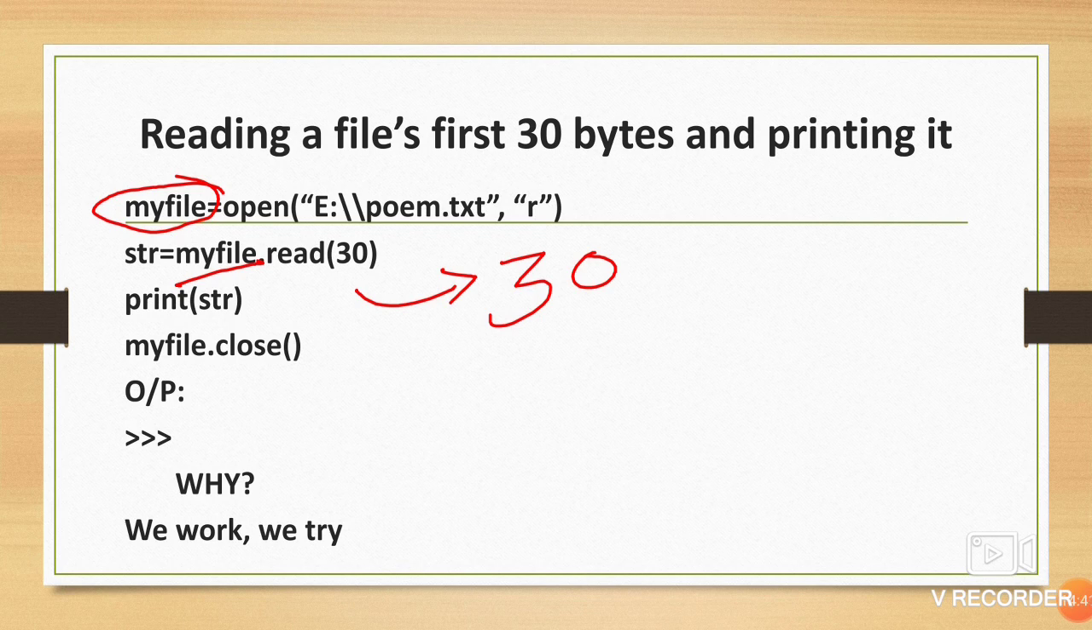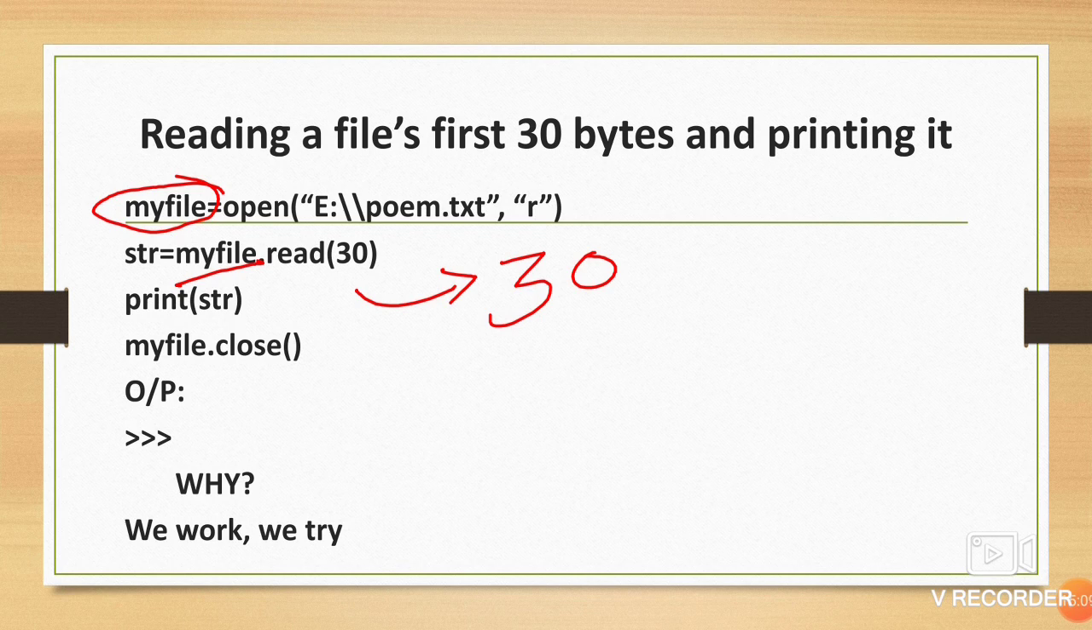Yes, this is the first program we saw today. Here the myfile object is created by using the open function, and str = myfile.read(30). Inside read we have specified the number 30, so it will read 30 bytes of the file poem.txt, and after reading, those 30 bytes will be stored into str.